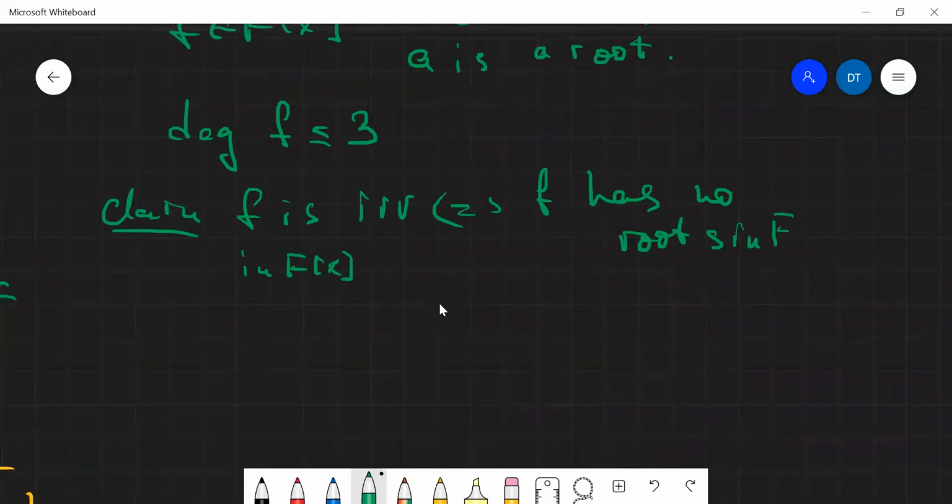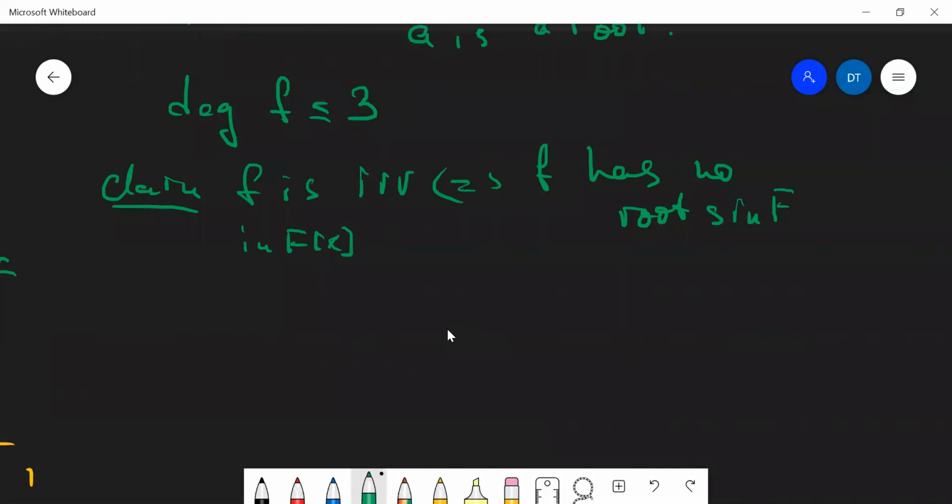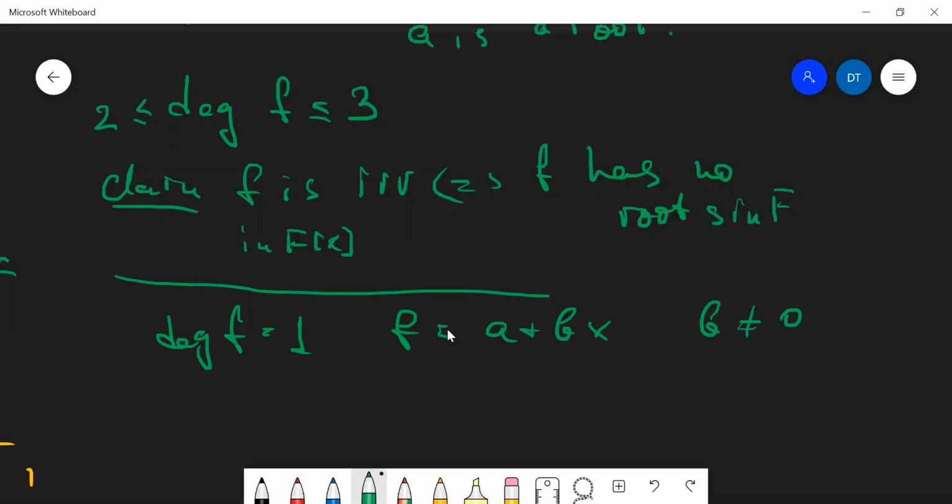So why do you think this is true? Well, it looks like the same as in the reals. Okay, let me show you. Well, oh yeah, it's kind of obvious. Well, and actually I have to say it like this. The degree is 2 or 3, but before discussing this, suppose that the degree of f is 1. Then what does it mean? It means that f is equal to a plus bx, and b is not 0.